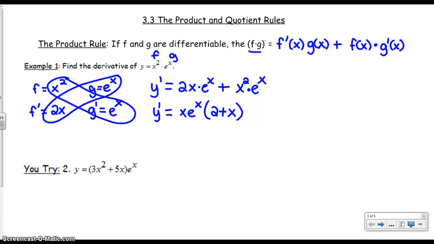All right, you try number 2 with the product rule. Again, pause the video when you're done, unpause the video, and the answer will appear. Okay, here's the answer for number 2. If you did not get this, please bring your questions to class.